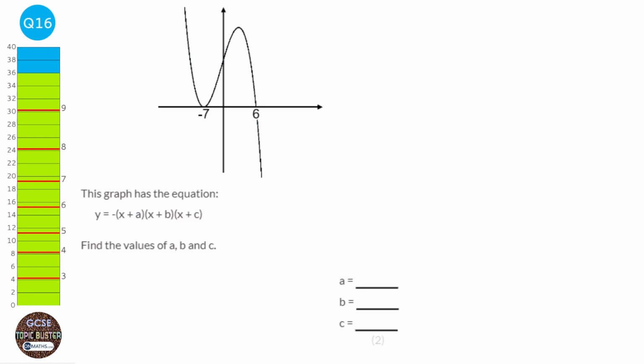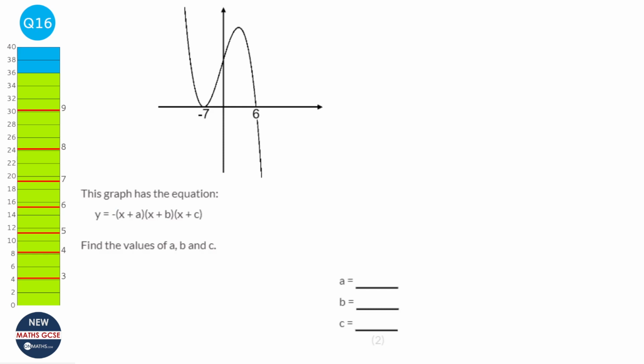Here we've got a cubic graph and we're asked to find out what the equation would be if it was in this form here. So first of all, notice that we've got a negative cubic. A positive cubic looks like this. So we've got a negative cubic, and there is a minus sign there that just deals with that. So we don't need to worry about the fact it's a negative cubic, because that minus sign just means it's negative.